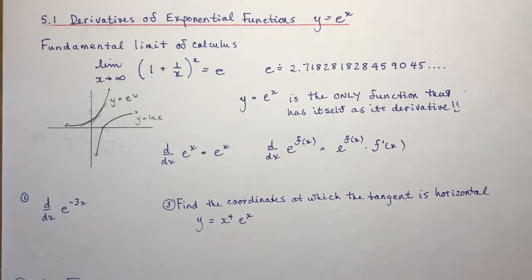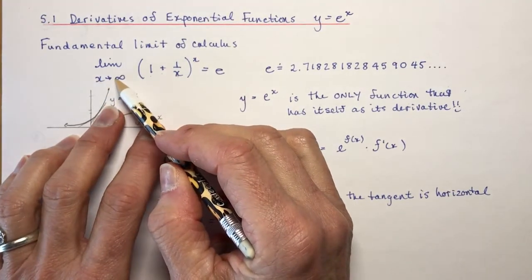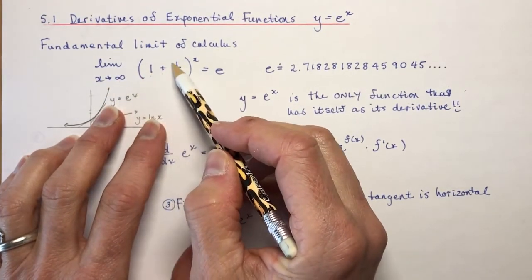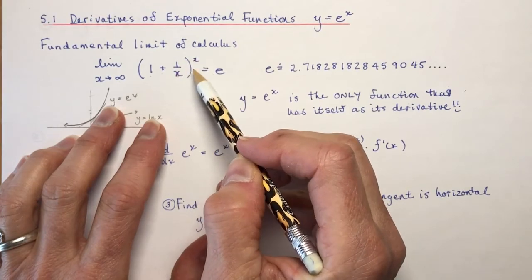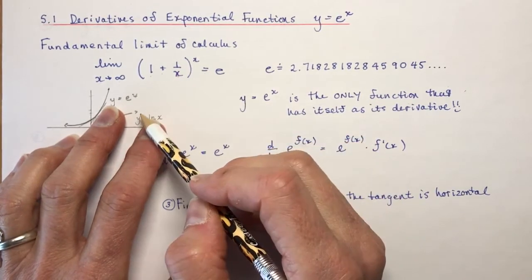5.1 is derivatives of exponential functions, and in particular we're going to look at y equals e to the power of x. One of the fundamental limits of calculus is this wonderful limit that says that as x approaches infinity, 1 plus 1 over x to the power of x approaches a very special number called e.